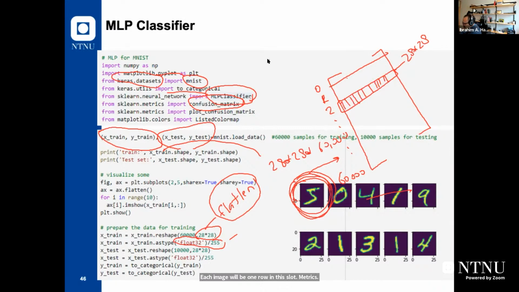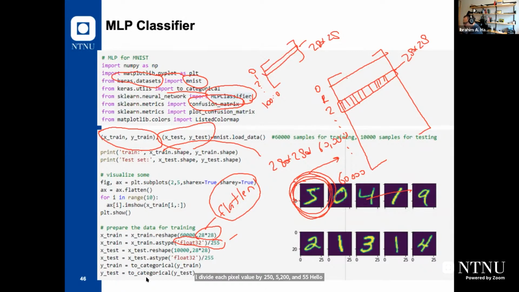For the test, it will be the same, but it will be 10,000. So it will be 0, 1, 2 until 10,000, and the size of each image will be 28 times 28. We will just flatten it, so we will do the same for the test set. The test set will be 10,000 times 28 times 28. We will flatten it, and we will divide each pixel value by 255.